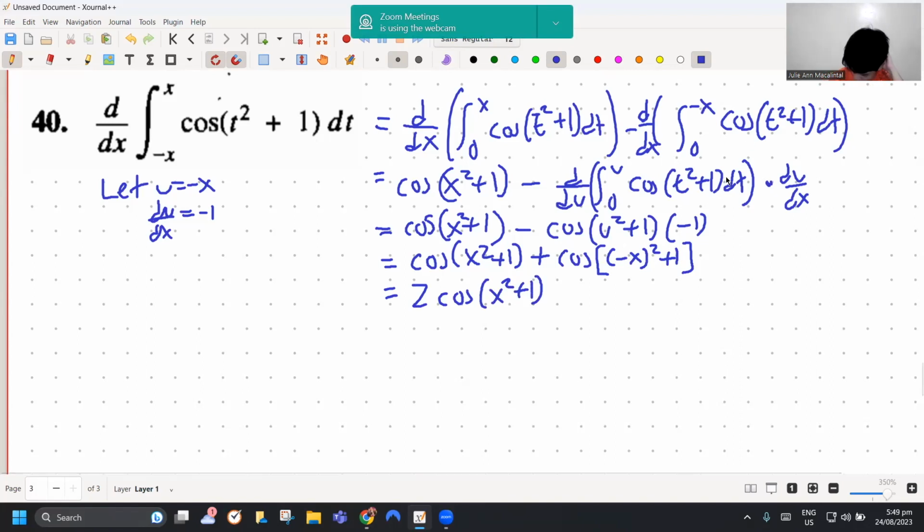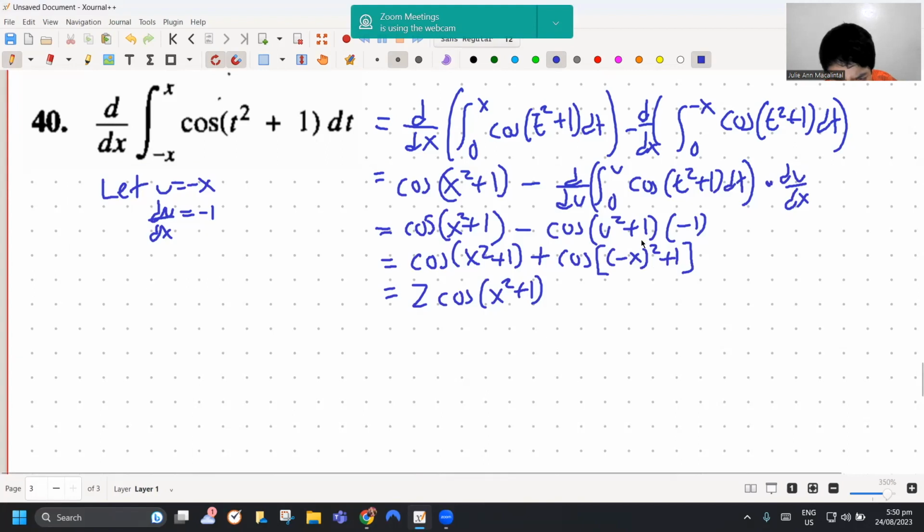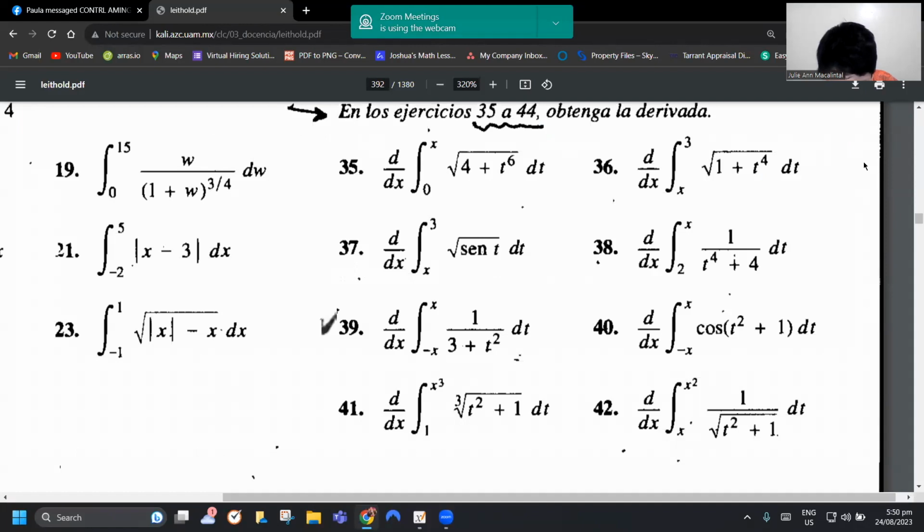Okay, as you can see, kaya siya nagiging 2 kasi yung t squared, pag pinasok mo yung negative x, nagiging x squared pa rin. Kung ang laman ng cosine ay t cubed plus 1, mag-iiba yan. Hindi na mag-a-add ng ganyan kasimple. Okay, so let's go to the next one, yung number 41.